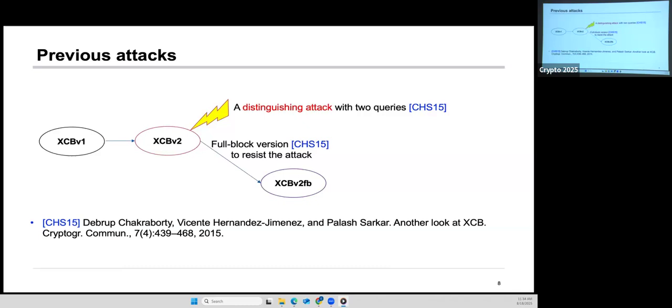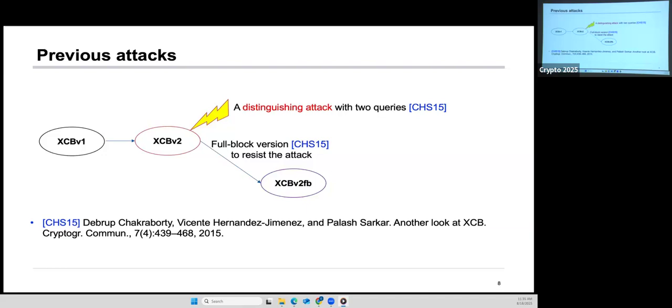Moving on to related work. In the year of 2013, Chakraborty et al. showed that XCB v2 is insecure when the message length is not a multiple of the block size. They did this by presenting a distinguisher attack. They also provided security proofs for XCB v1 and for the multiple block length version of XCB v2, known as XCB v2FB.